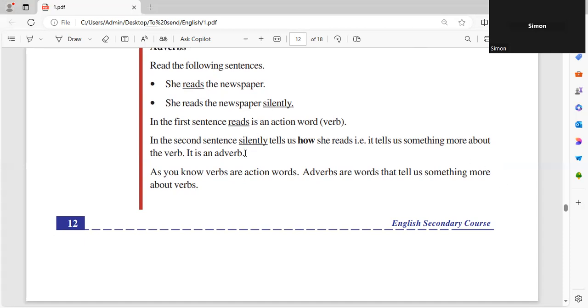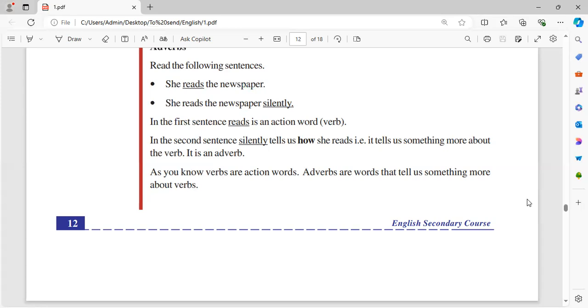And in the second sentence, silently tells us how she reads. That is, it tells us something more about the verb. So reads is an action word, that is the verb, and silently tells us how she reads. So it is an adverb. When a word speaks more about the verb, it is an adverb.